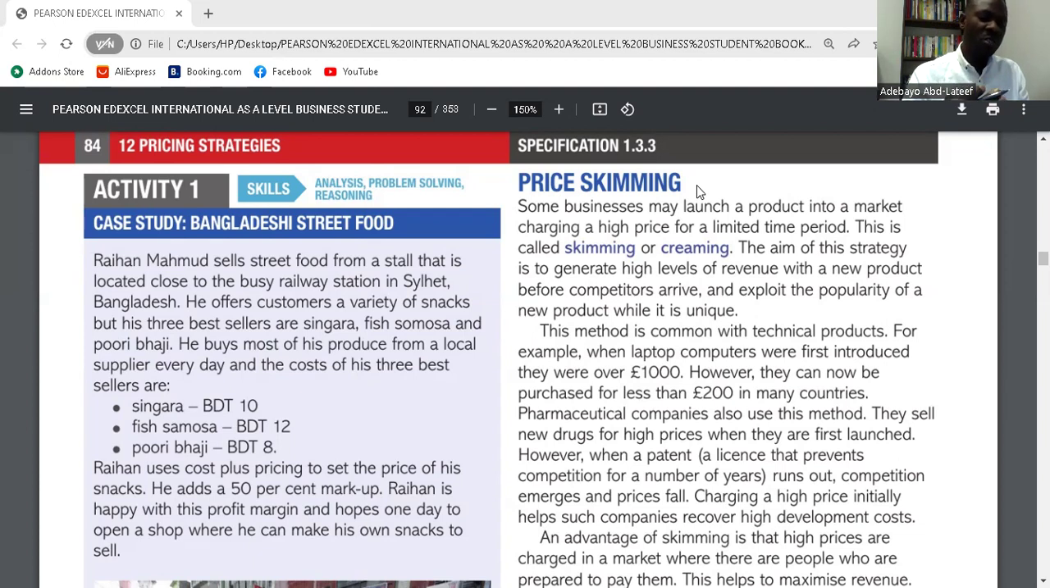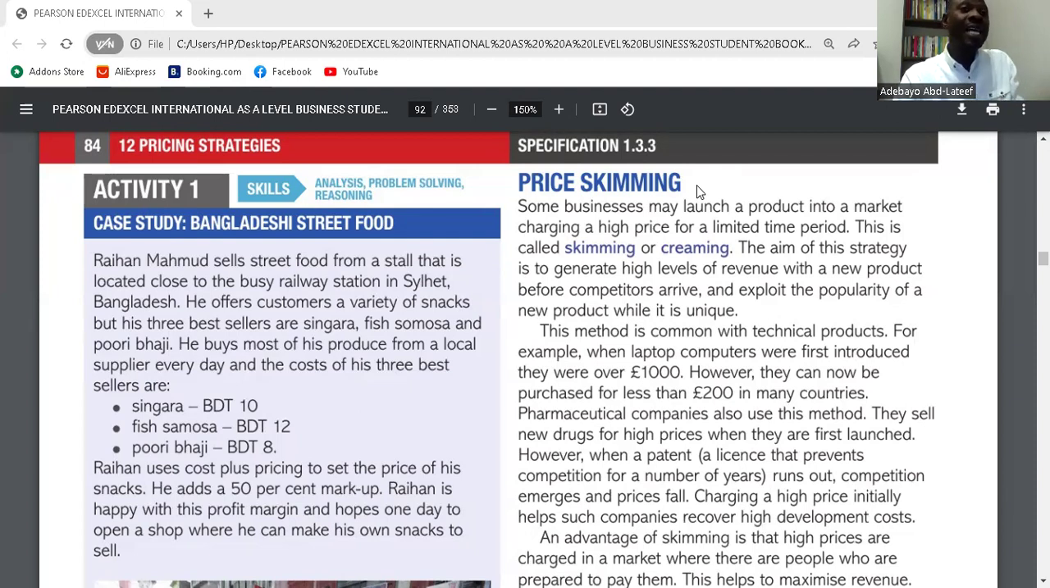Before we go further, when you use price skimming or creaming, you are going to charge a higher price for a new product. Most of the time, they do that because the perception of customers about the product will be of very high quality. It's a new product and it's so expensive, so they feel it is of high quality.